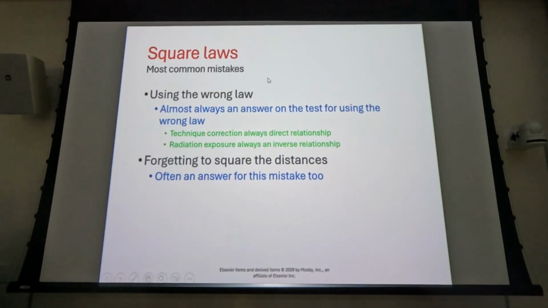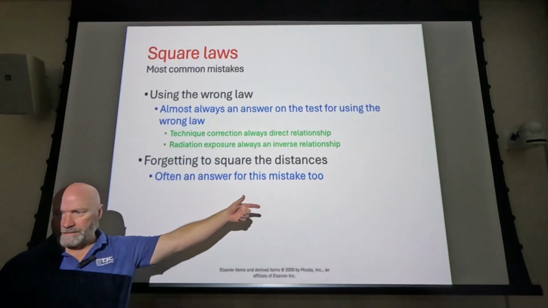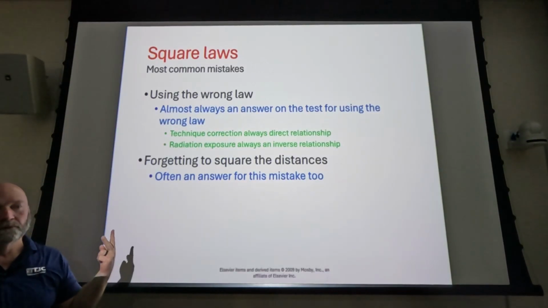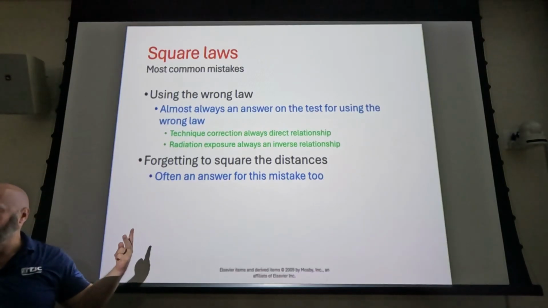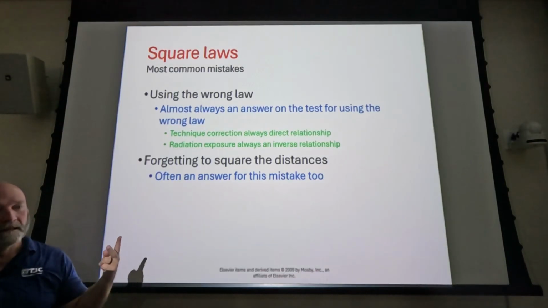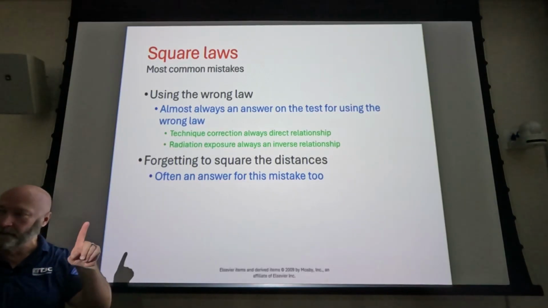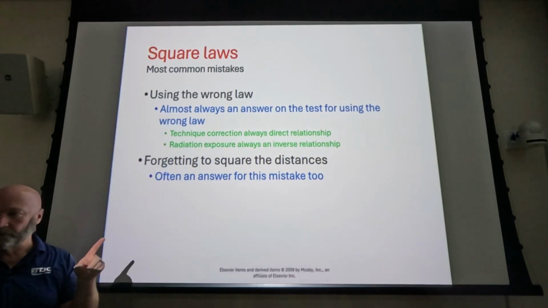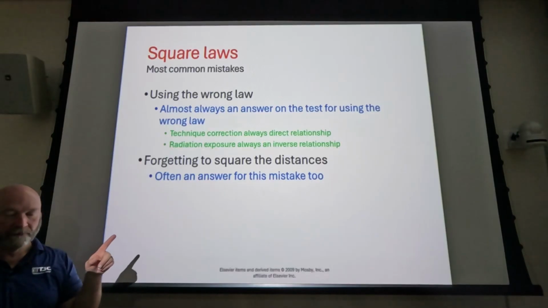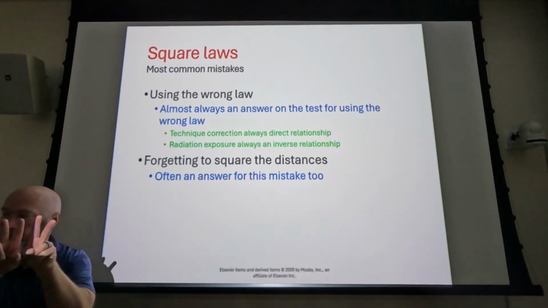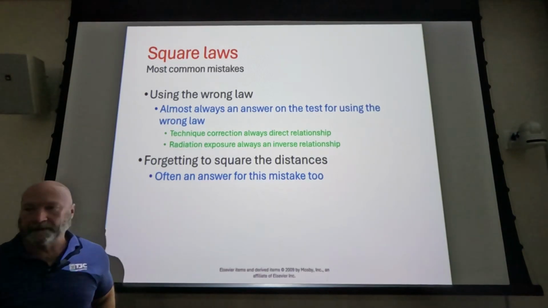So square laws, most common mistakes are 2. Number 1, I'd say, is forgetting to square the distances. All right, so you change your distance by a factor of 2, right? Inverse or direct square law, either one. You went from 1 to 2. That's how much of a change? It's a factor of 2, right? But 2 squared equals 4, right? So that's one thing that you're going to do.